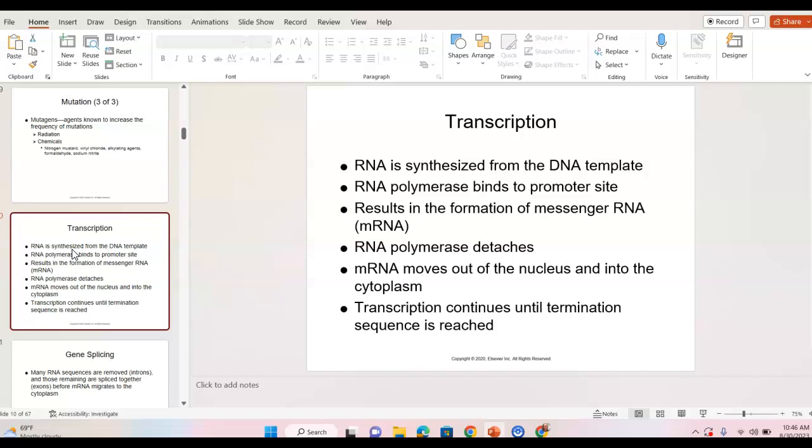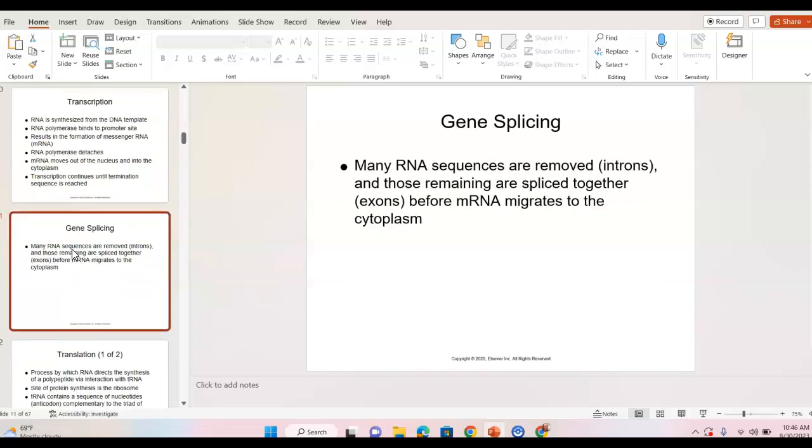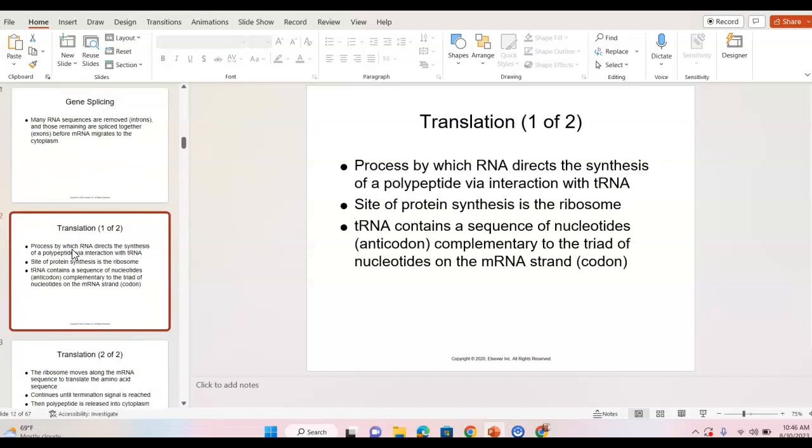So transcription, you can read through those steps. Polymerase is simply an enzyme that helps to bind, form mRNA. That RNA polymerase detaches, mRNA moves out of the nucleus into the cytoplasm. That continues until it gets to the ribosome and it forms the protein. So gene splicing, you can see some of the sequences are removed. Those are called introns, and those remaining are spliced together, called exons, before it migrates to the cytoplasm.